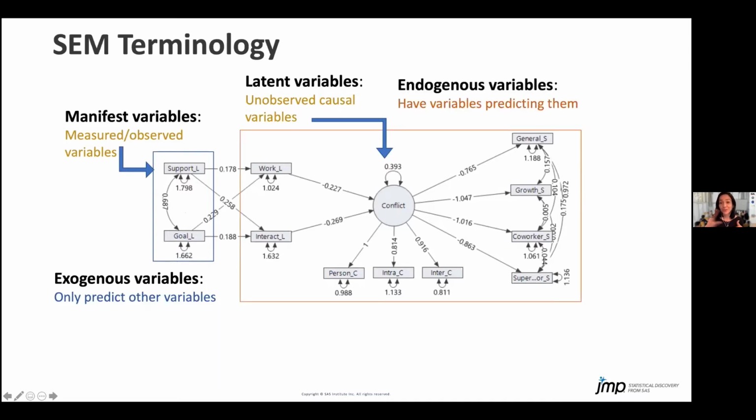And that's in contrast to all the others, okay? Because all the other variables here are endogenous variables. And that's simply because they are outcomes in one place or another, right? They have unidirectional arrows pointing at them, so they're endogenous variables.